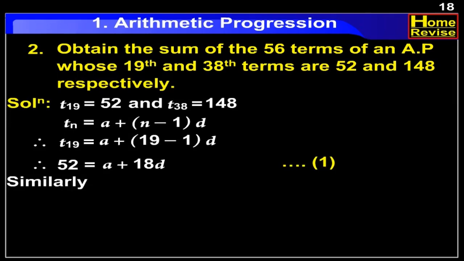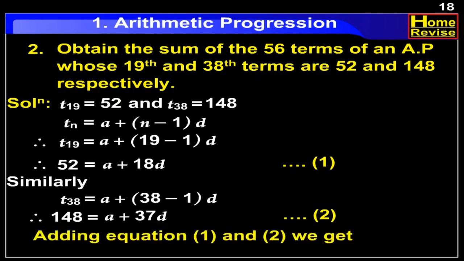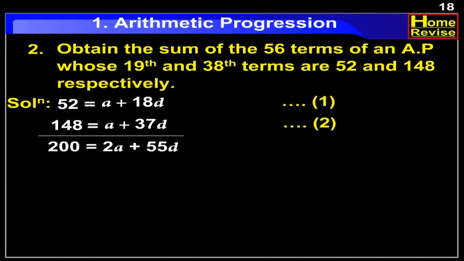Similarly, T38 is equal to a plus (38 minus 1) into d. Therefore, 148 is equal to a plus 37d. Let this be equation number 2. Now, adding equations 1 and 2, we get 200 is equal to 2a plus 55d. Let this be equation number 3.